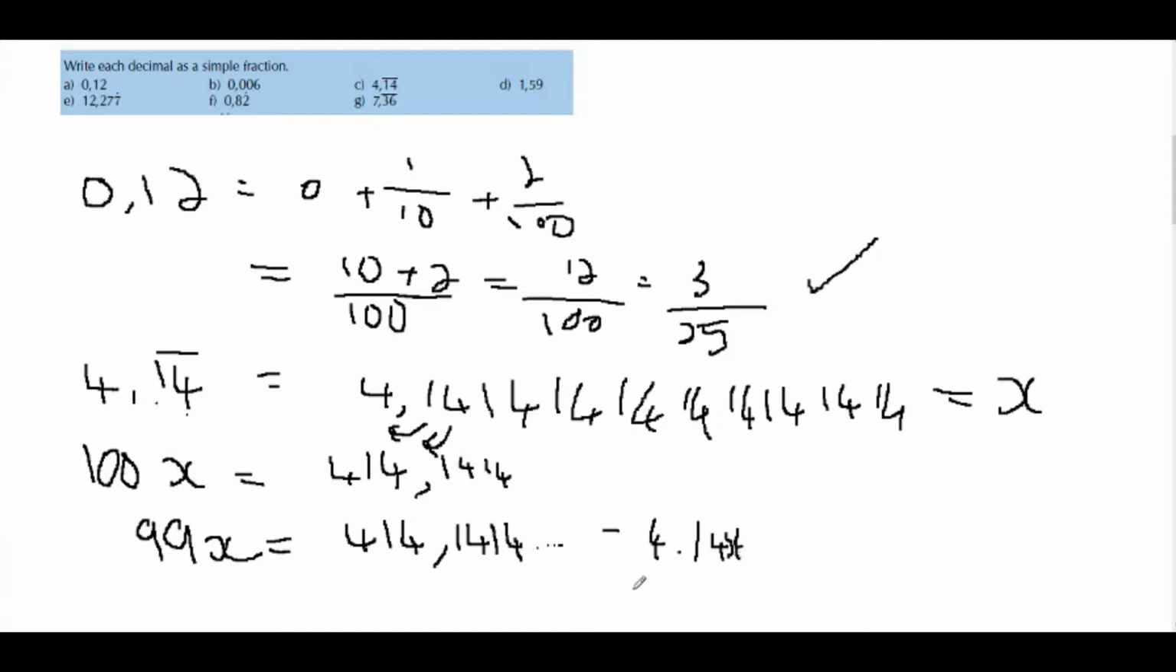Now this whole part here cancels each other out. Lovely. And then we just have 414 minus 4, which is 410. So then we just solve for x: divide both sides by 99, and x is equal to 410 over 99.